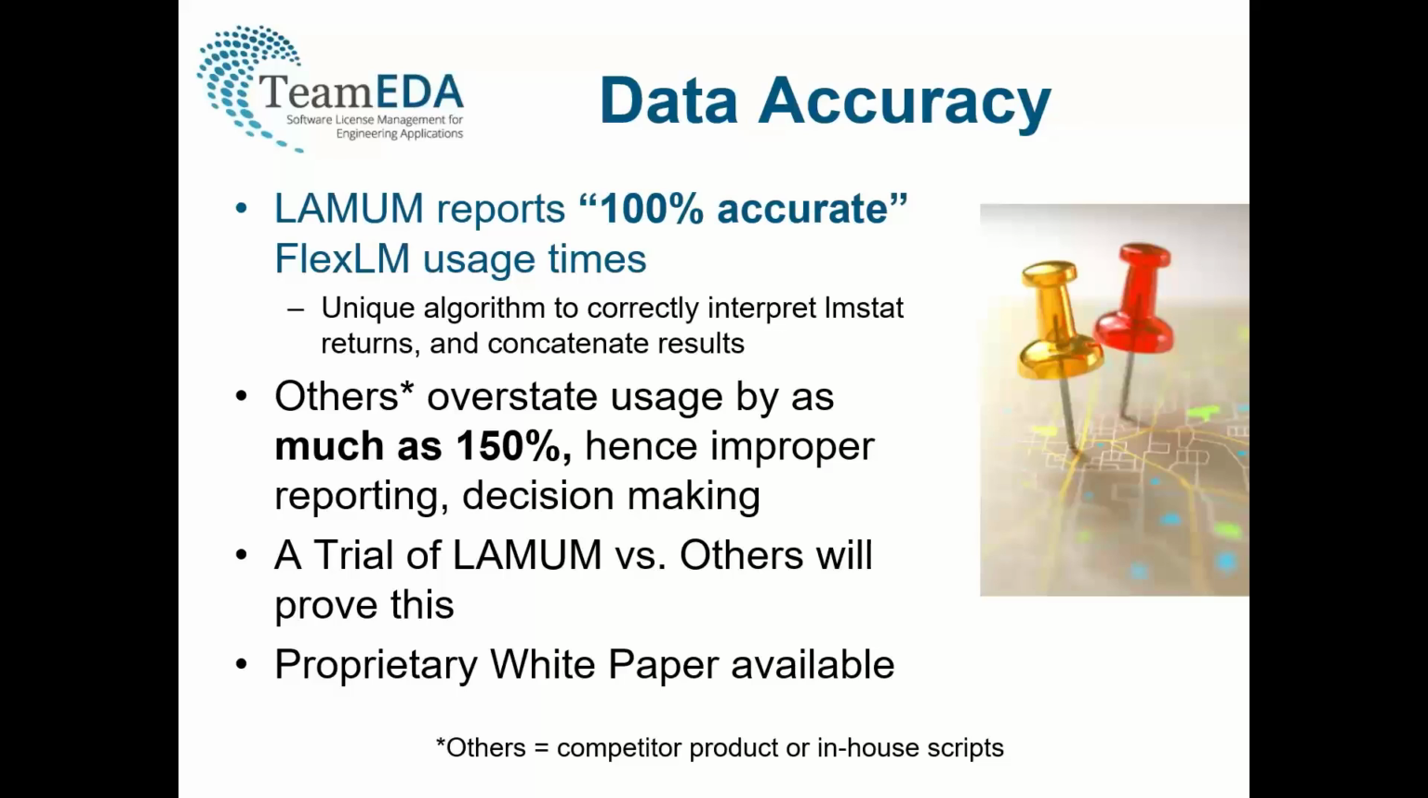Okay, we've covered a lot here, so we're coming into the last couple of slides. Data accuracy is critical to us. We live by what we're doing here. We've developed a unique algorithm to double check the data that are coming in and out. It's very easy if people have in-house tools or some other kind of basic tools. Sometimes it's easy to overstate usage by up to 150%, which doesn't help anybody in this kind of renewal view.